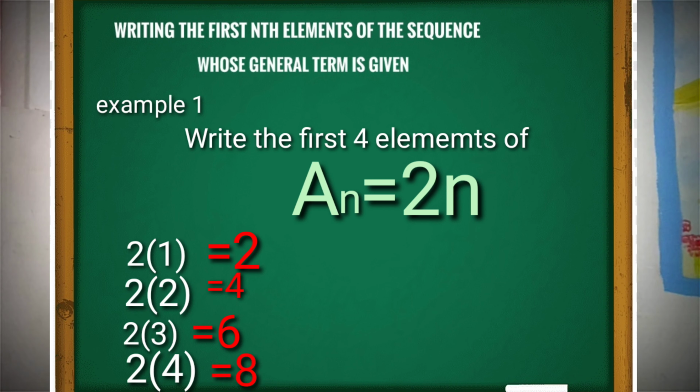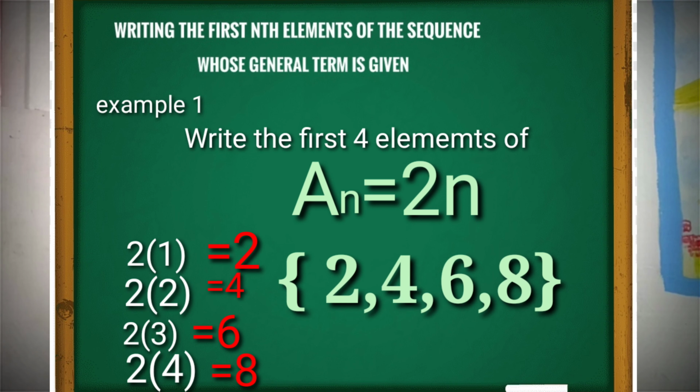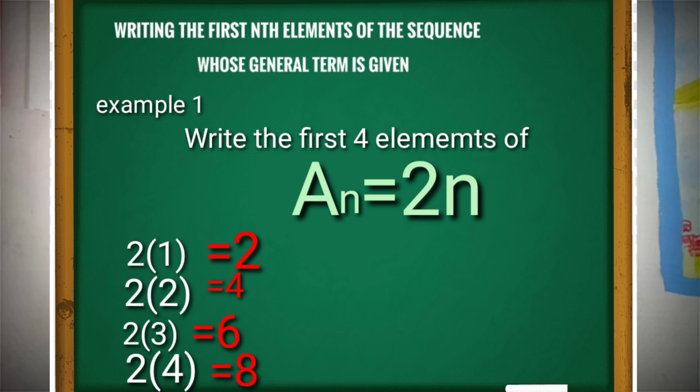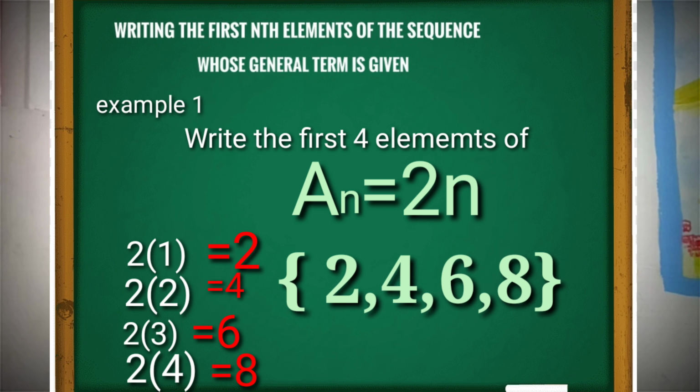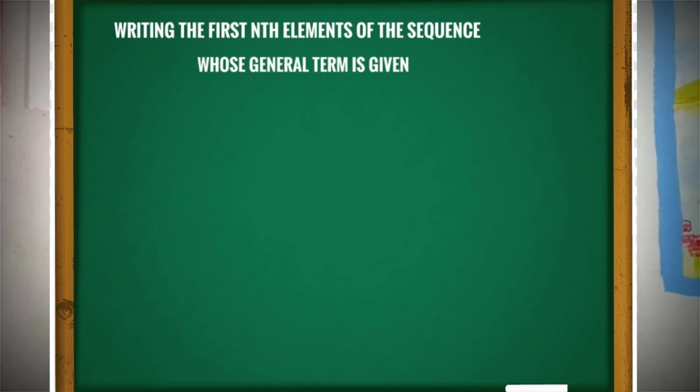So, ayan. Natapos na natin may substitute ang 1, 2, 3, 4 doon sa general term na a sub n equals 2n. At ang mga nakuha nating answers are 2, 4, 6, and 8. Therefore, the first 4 terms of the general term a sub n equals 2n are 2, 4, 6, and 8. Next.